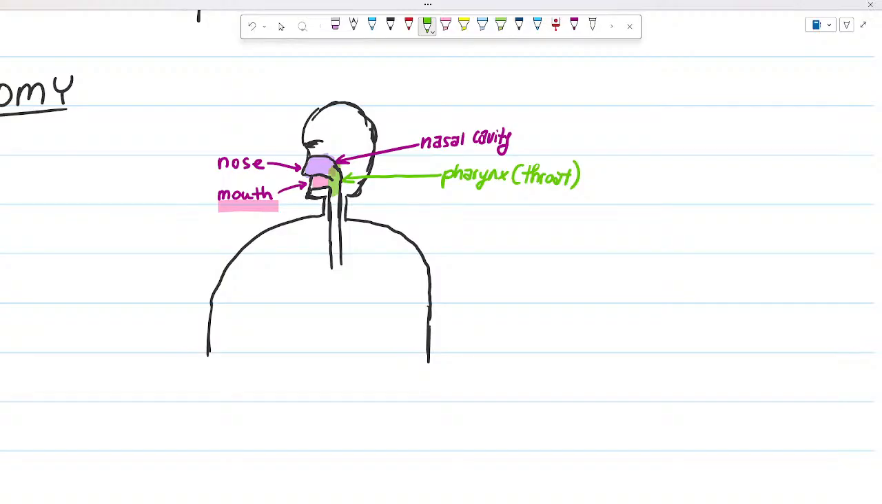And then, as we travel down, the throat travels down until you get to a structure that we commonly call the voice box, which is more properly called the larynx. And the larynx is this structure right here that sits at the top of our windpipe. We'll get to what we call that in a minute. This is called the larynx. And the other name we give that sometimes is the voice box.